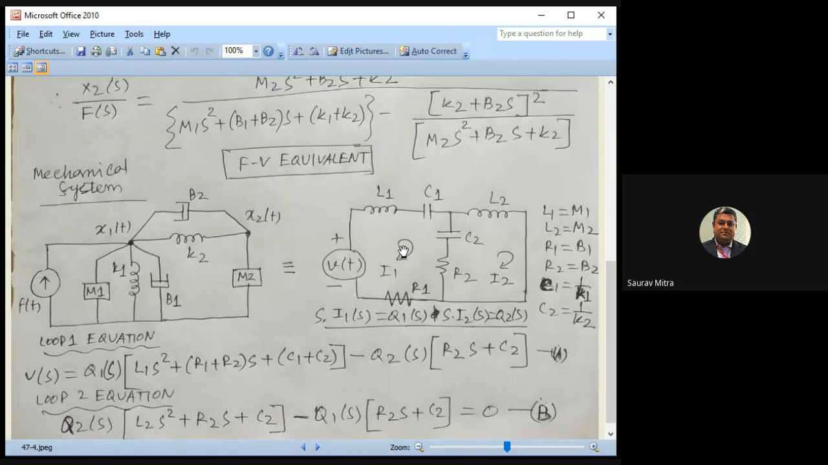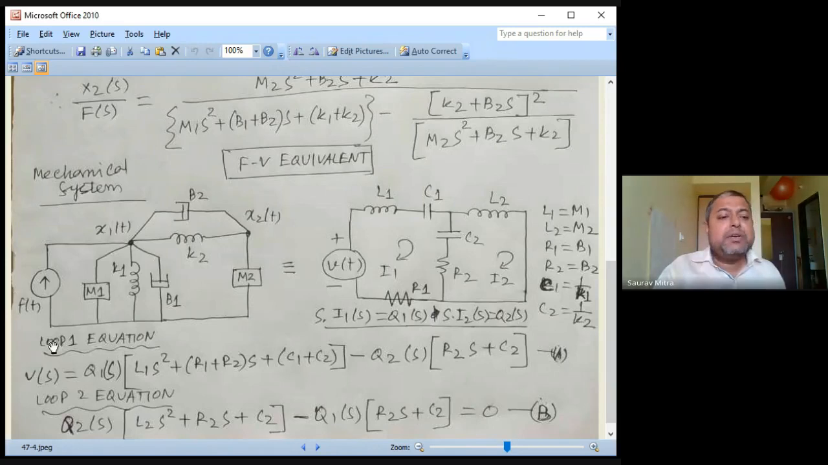And you can write I1, but I'm writing the Laplace domain equation directly, so no need to write I1. Directly substitute S I1s is equal to Q1 and S I2s is equal to Q2. So directly you can write down this equation. So Vs is equal to, previously we used to write I1s into L1s plus R1 plus R2 plus 1 by Cs and all those things.